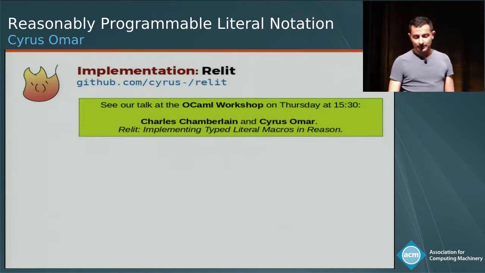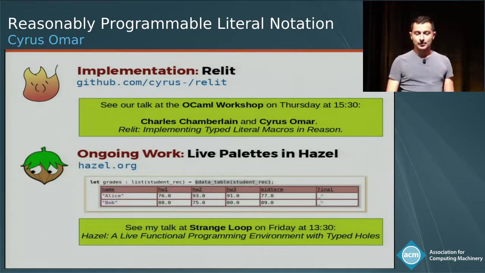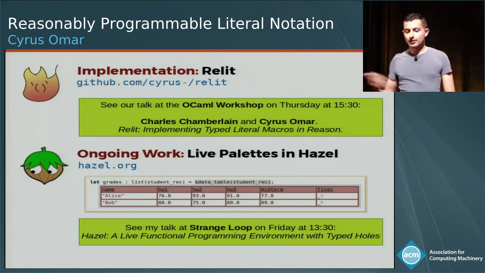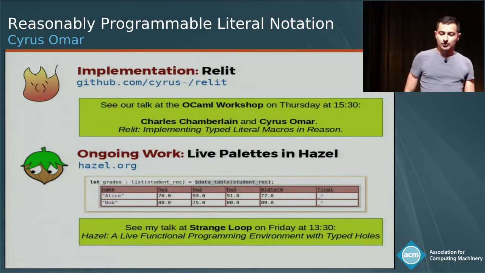And then I just want to briefly mention some ongoing future work related to this that we're working on in the Hazel project, which is my main project, which I'll be talking about at Strange Loop on Friday. This whole paper was about if your notation is text. But what if you want to construct something by interacting with a graphical user interface directly within your program? So you have a binding and you want to construct something of type list of student records with a UI.